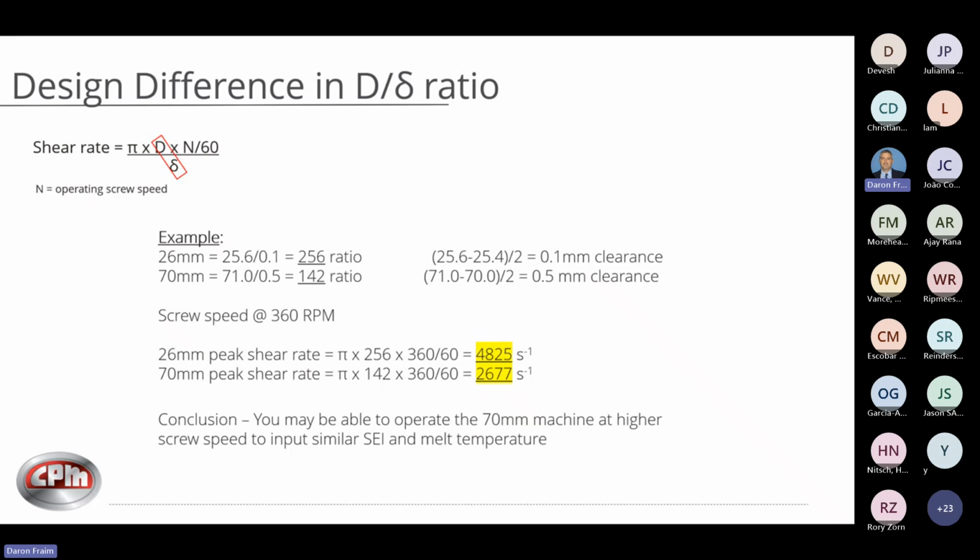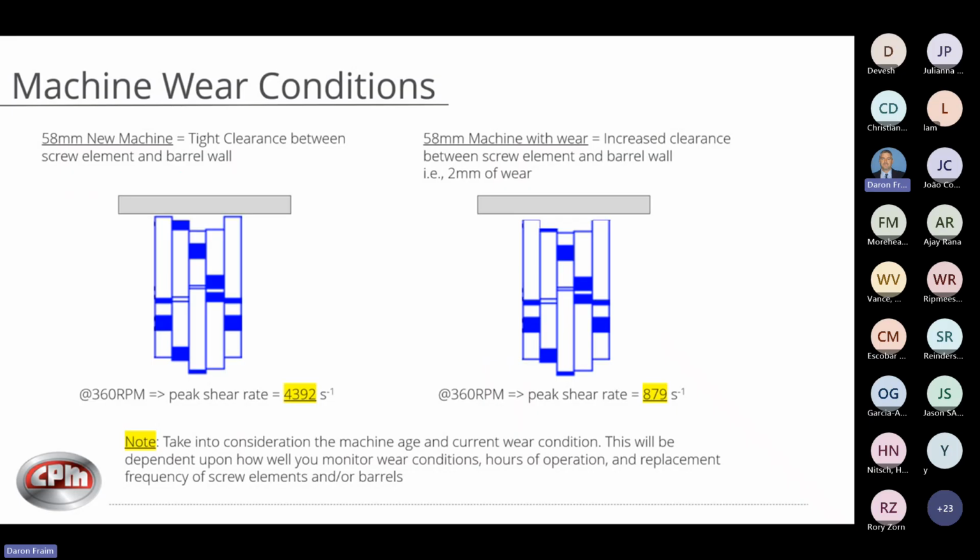Maybe evaluate this and say, is there a big difference? Now, this is hard to do when you consider the wear conditions. And that's what we'll look at next. You'll see the difference of what it can make when you look at peak shear rates here. When we talk about a brand new machine with tight clearances, your peak shear rate on that 58 is 43.92 reciprocal seconds, whereas with just 2 millimeters of wear, it drops to 879. So again, you want to be mindful of that.